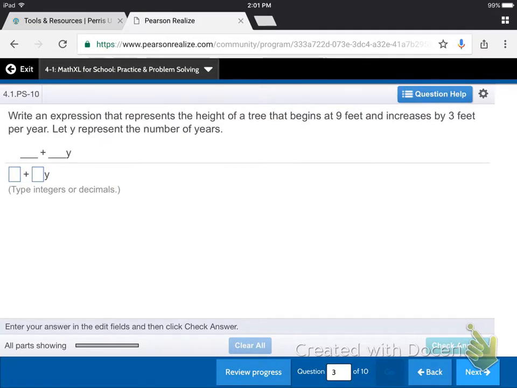Okay, so the next problem says write an expression that represents the height of a tree that begins at 9 feet and increases by 3 feet per year. Let y represent the number of years. Okay, so y represents the number of years, and you want it to begin at 9 feet and increase by 3 feet per year. Well, that means it's going to begin at 9 and increase by 3 per year, means times y, or times the number of years. So this is going to be 9 plus 3y. That was pretty easy, right?